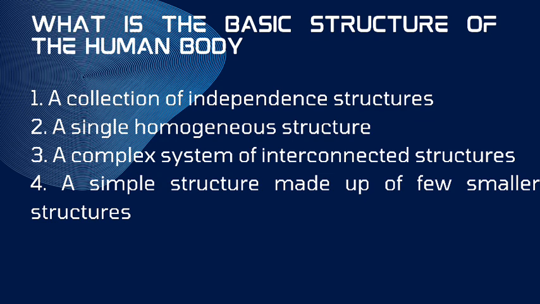What is the basic structure of the human body? First option, a collection of independent structures. We know that the body does not consist of independent structures. It's all connected and complex. So that is not the right answer. Option 2, a single homogeneous structure. The body is composed of a different variety of cells and tissue. So that is not the right answer.